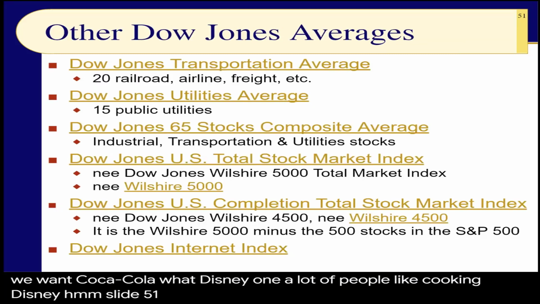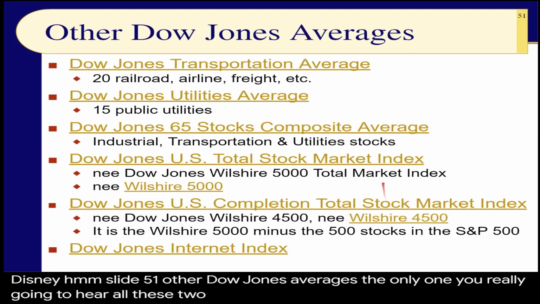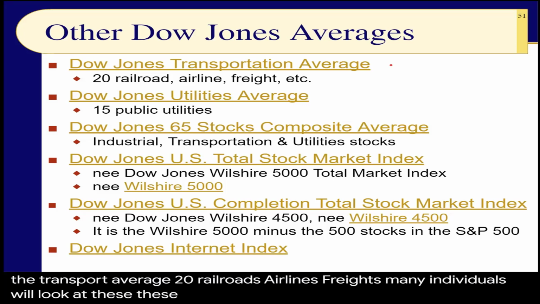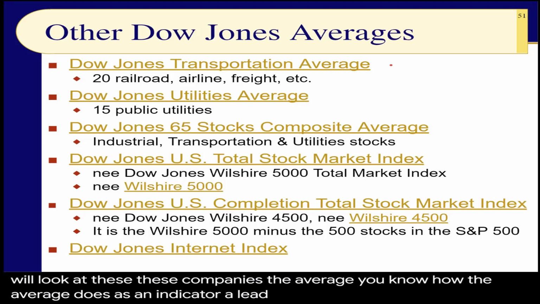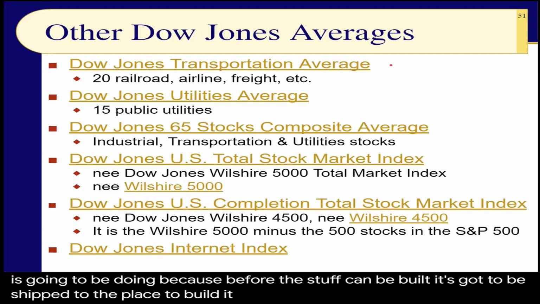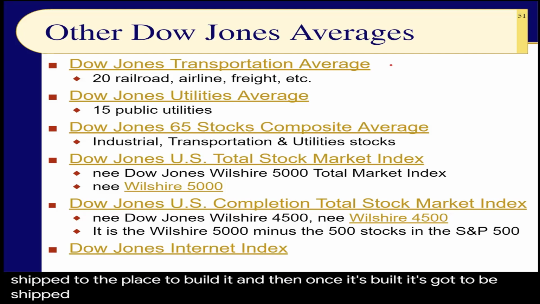Slide 51. Other Dow Jones averages. The one you might hear about is the transport average. It's 20 railroads, airlines, and freight companies. Many individuals will look at how this average does as a leading indicator of how the economy is going to be doing. Because before the stuff can be built, it's got to be shipped to the place to build it. And then once it's built, it's got to be shipped to where it's going to be sold. So people will look at the transport average.